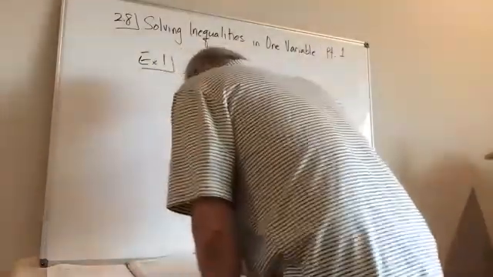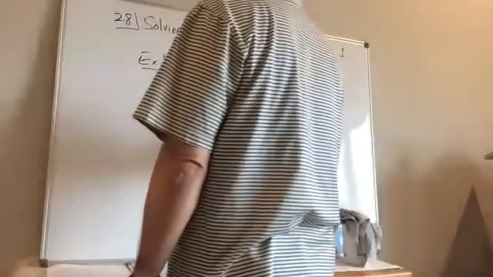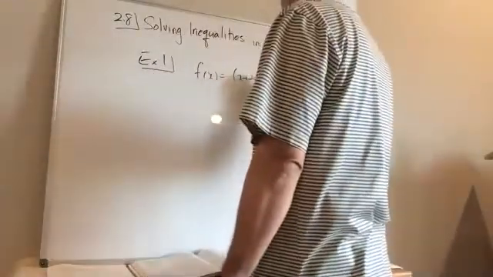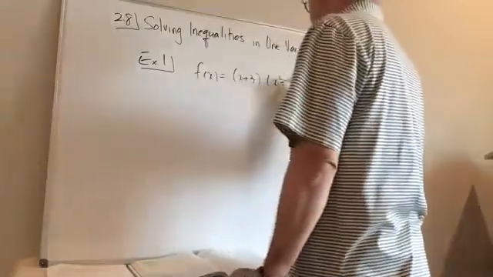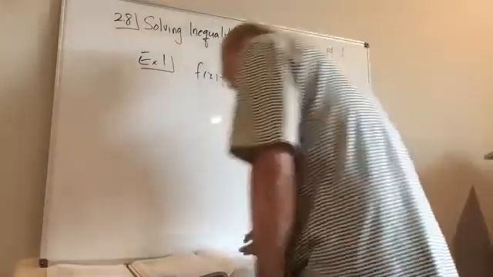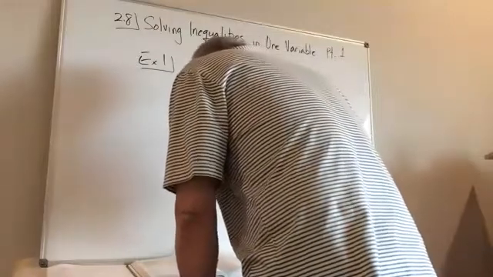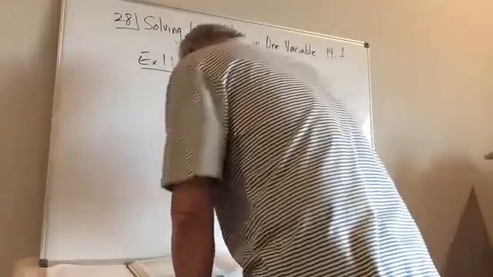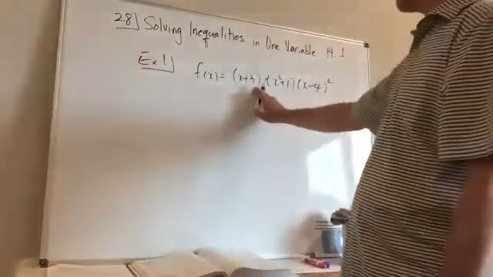Example number 1: let f of x equal x plus 3, x squared plus 1, x minus 4 squared. Determine the real number values of x that cause f of x to be 0, positive, and negative. Okay, so let's go ahead and graph this.